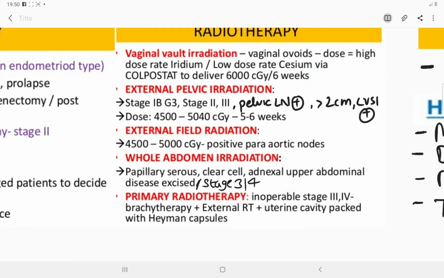Vaginal vault brachytherapy is given in the form of high dose iridium now. Then external pelvic radiation is given in patients of stage 1B grade 3 and stage 2, and stage 3 if the pelvic lymph node is positive, size is more than 2 centimeter, or lymphovascular invasion is there. Extended field radiation is given in positive para-aortic nodes, and whole abdomen radiation is given in type 2 endometrial cancer or stage 3 or 4 endometrial cancer.